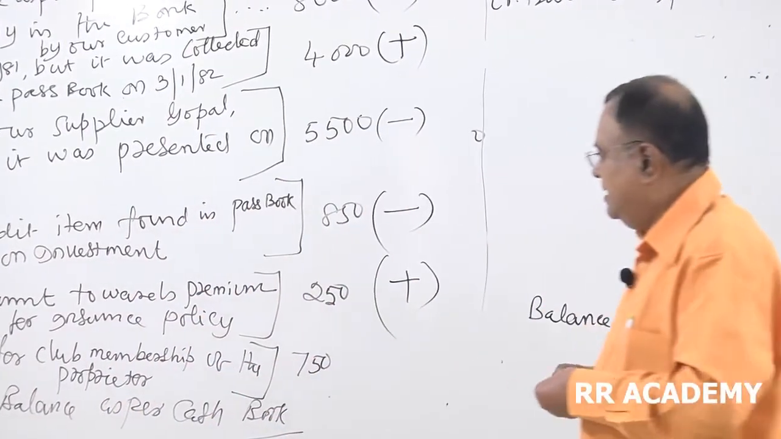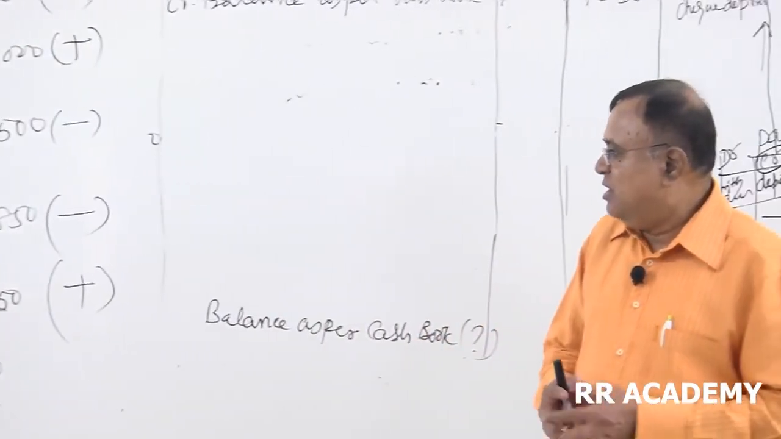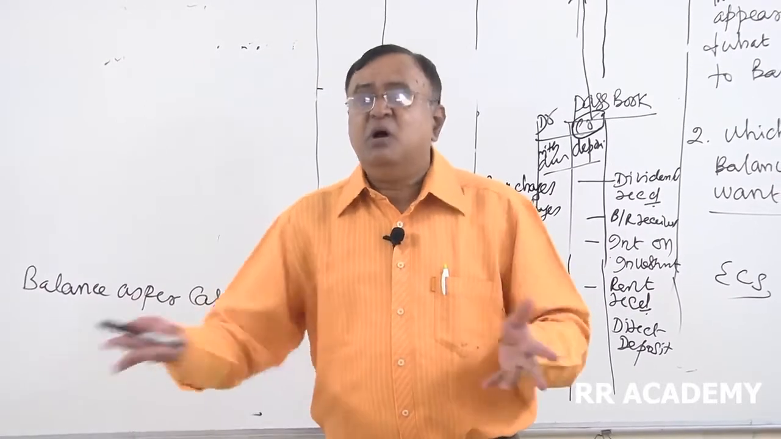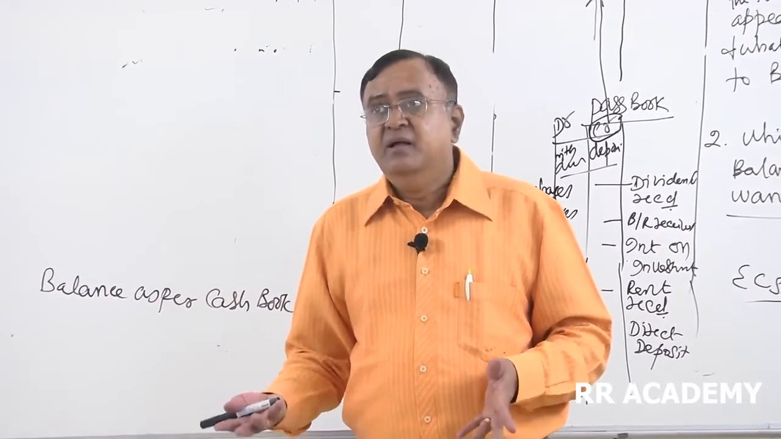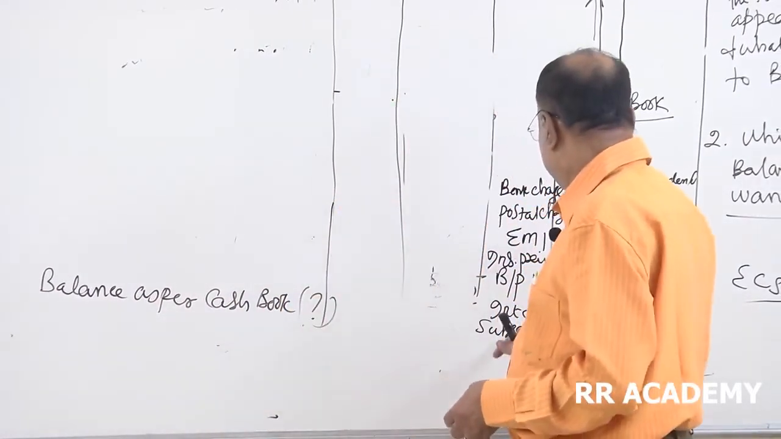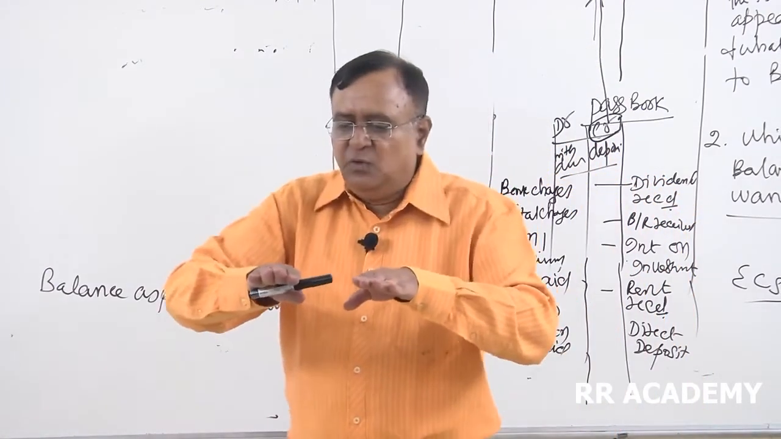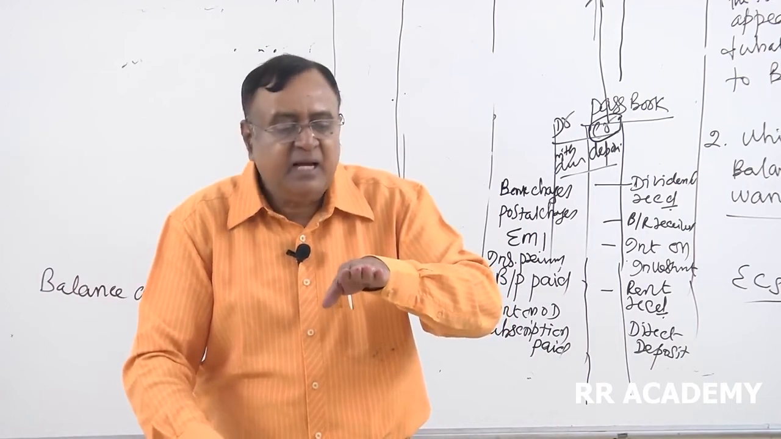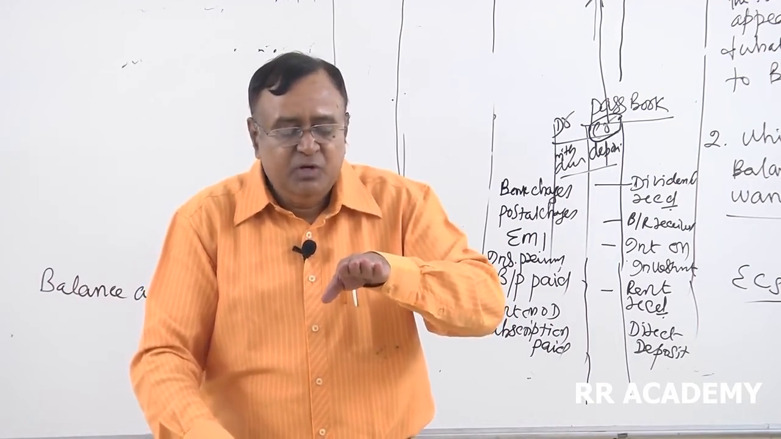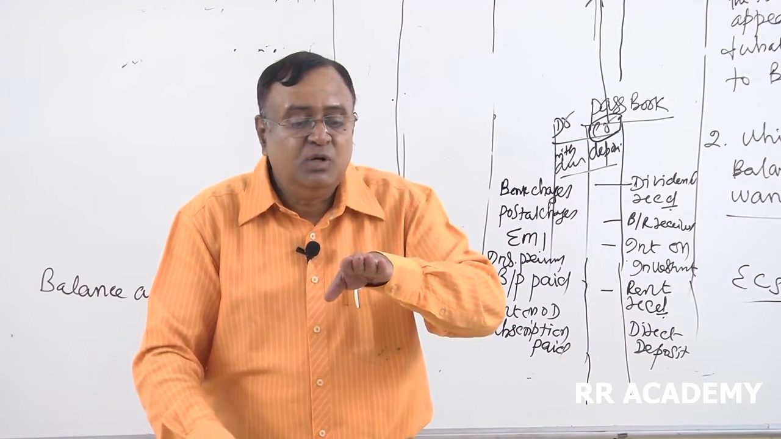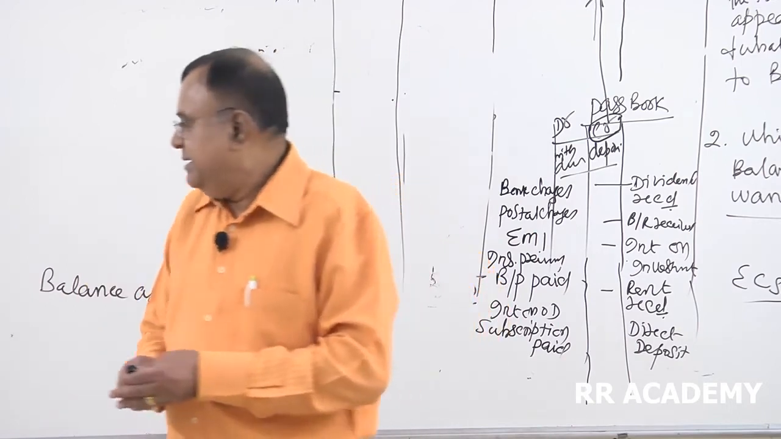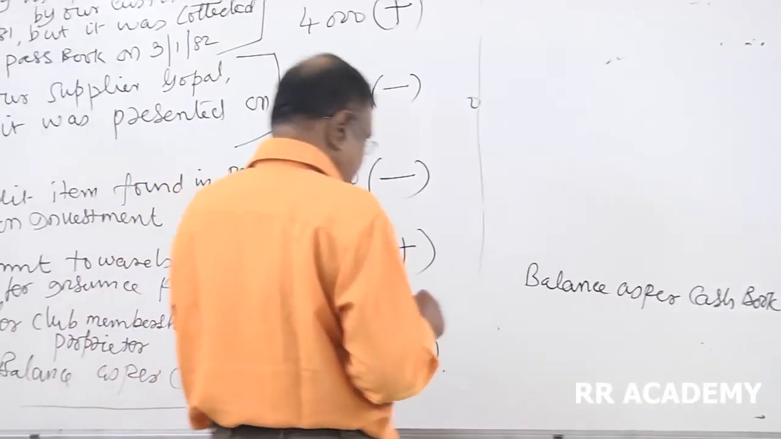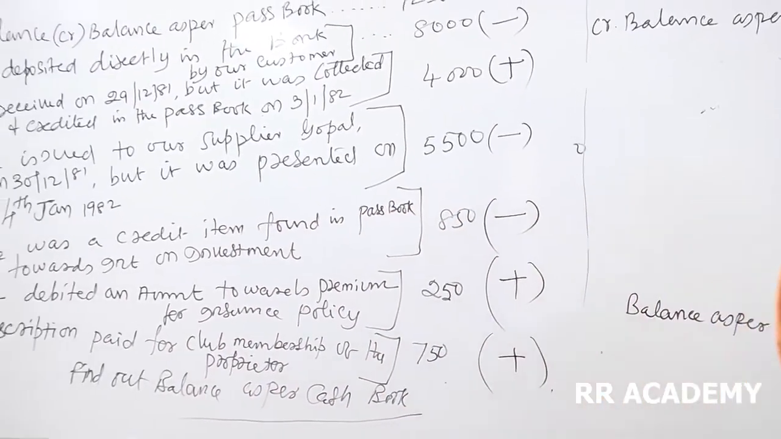Last one. Subscription paid for club membership fees. Paid means passbook. Paid, debit. Subscription paid. Therefore, passbook less. Cash book same. Which book you want? Cash book. Therefore, add. That's all, friends. Answer.